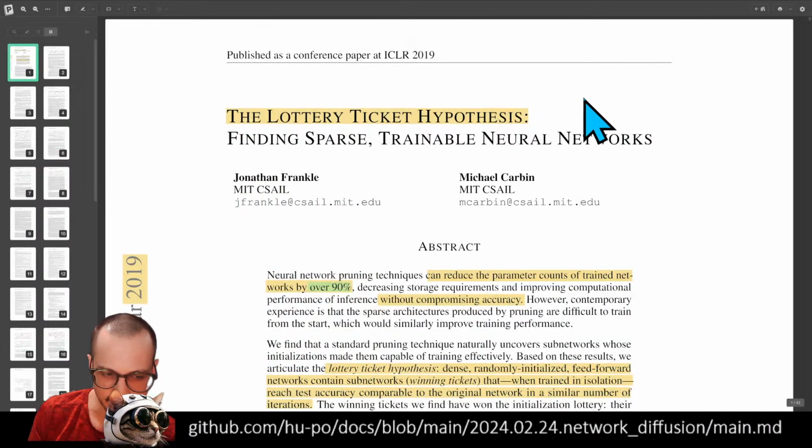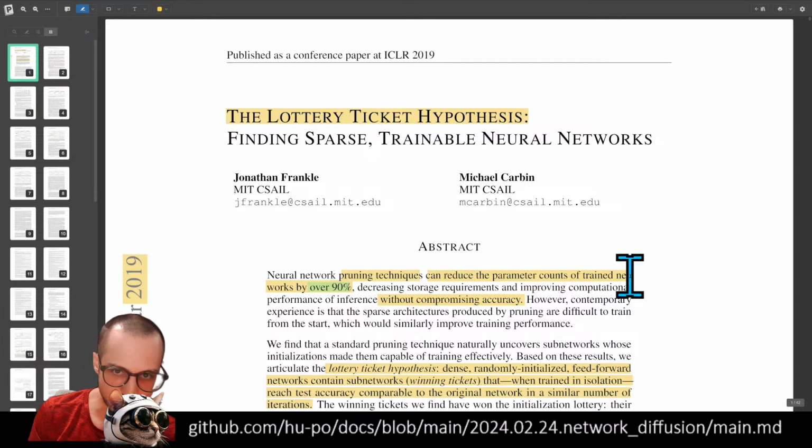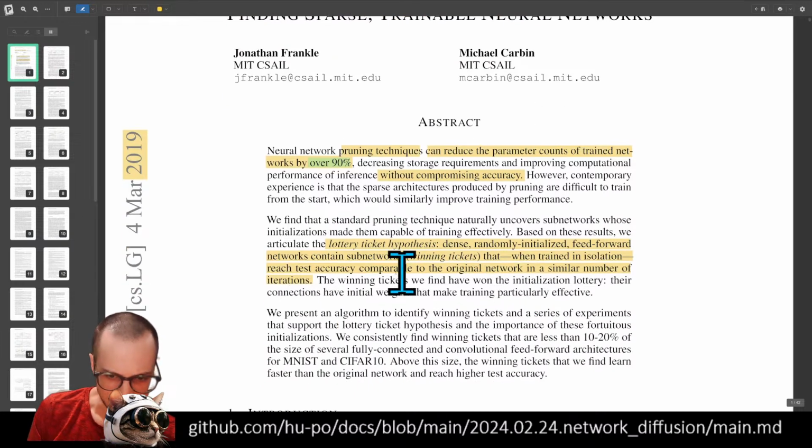If you look at this paper, which I reference all the time, this is an old paper called the lottery ticket hypothesis. In this paper, they found that neural network pruning techniques, this idea that I can remove a bunch of parameters, can reduce the parameter counts of a trained network by over 90% without compromising accuracy. So what does that mean? It means that they present this hypothesis: there is a dense, randomly initialized feed-forward network that contains subnetworks that, when trained in isolation, reach test accuracy comparable to the original network in a similar number of iterations.